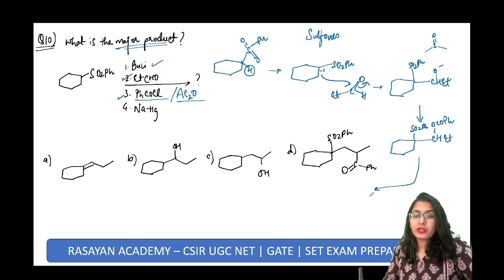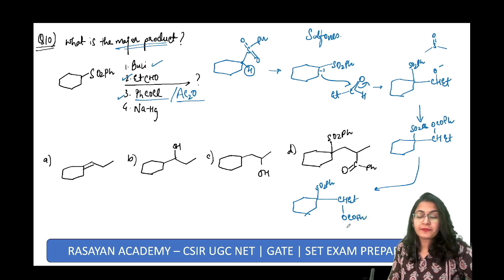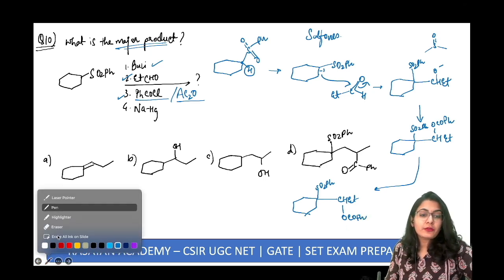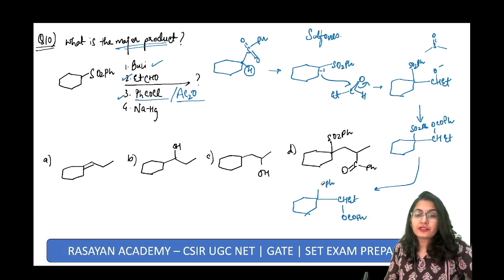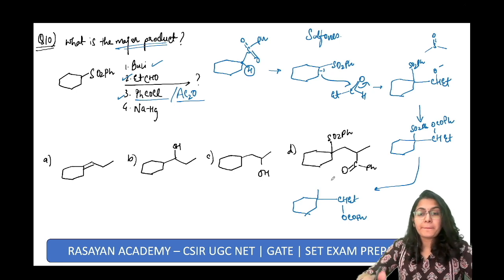Now, one more important thing before we do the fourth step: the molecule is going to rearrange because these groups are so bulky. The molecule is going to rearrange itself such that the bulky groups are away from each other. Okay, and now I'm going to do the last step, that is the reduction by sodium amalgam.